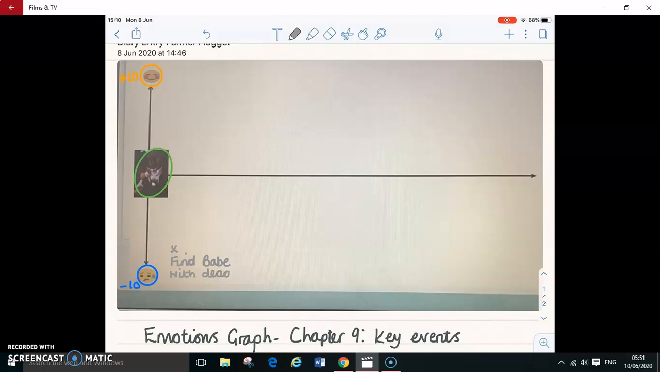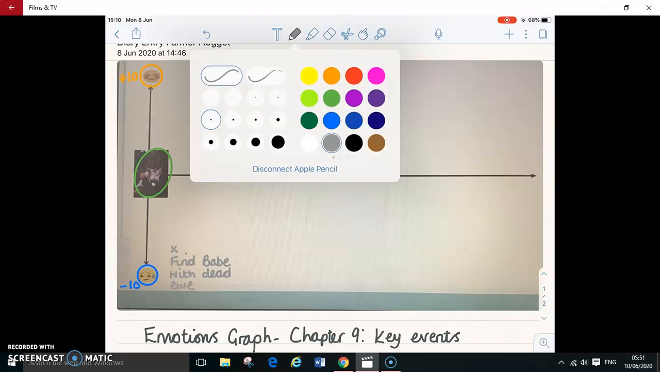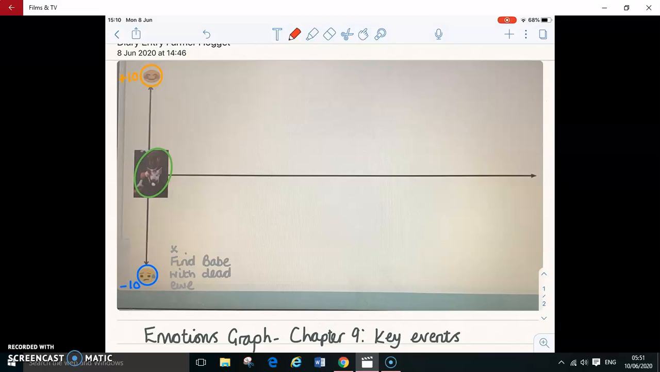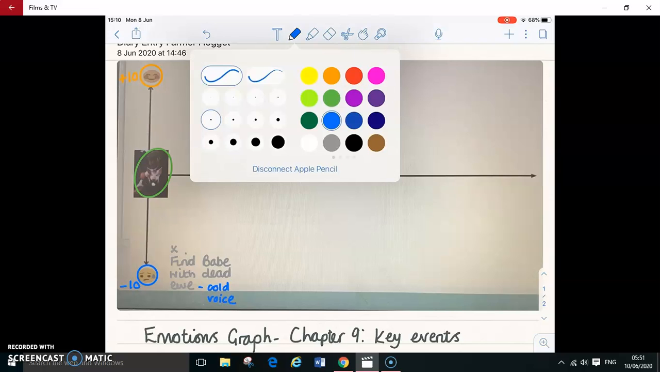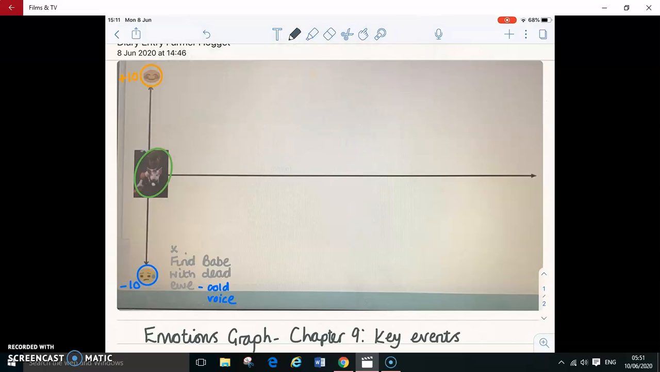You can see that I've thought about the emotion of the character, and I'm going to give you some reasons why in a moment. I've put it at probably about a -8 on the scale. So he finds Babe with the dead ewe, and Dick King-Smith has written that he spoke in a cold voice. The use of the word cold tells me that that's quite negative, it's got negative intent, because Farmer Hoggett doesn't talk very much, but he normally talks in a kind, warm voice.